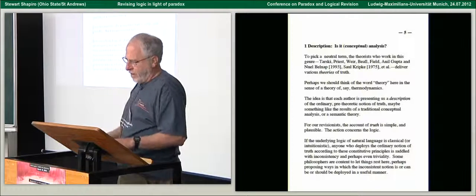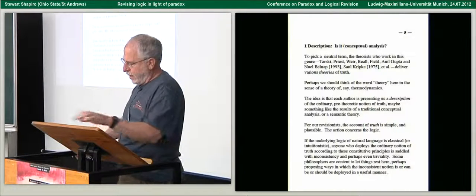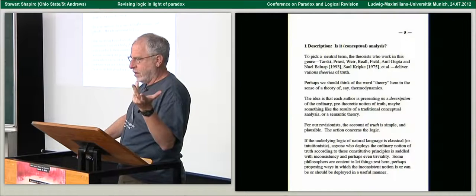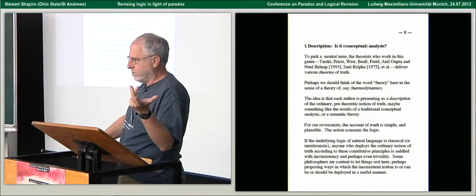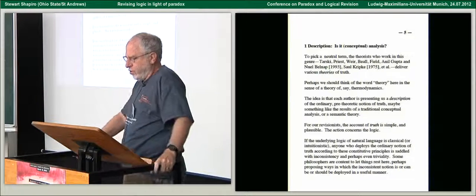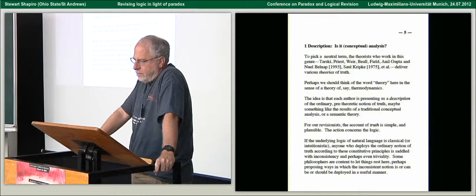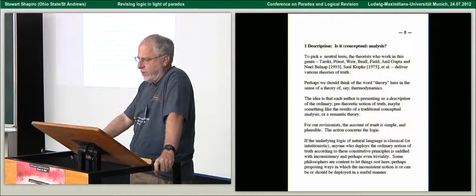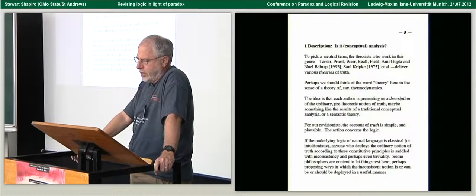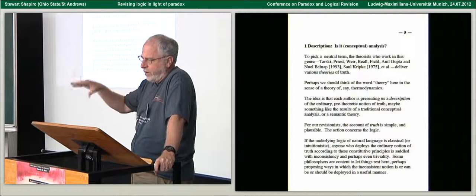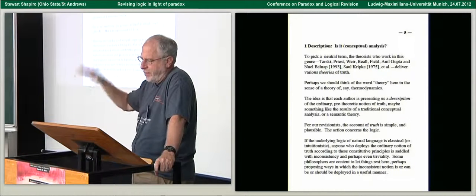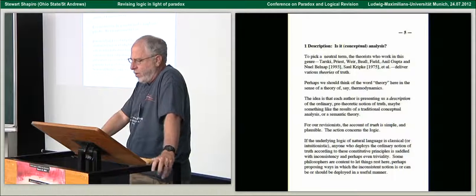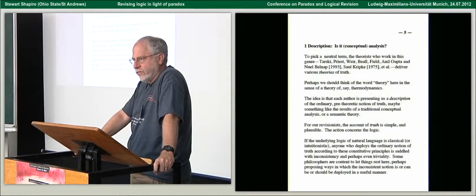All right. So to pick a neutral term, we'll start with the logic revision batch first. So the theorists who work in this genre, not just the people who monkey around with the logic, Tarski, Priest, Weir, Beale, Field, Gupta, Belknap, Kripke, everybody who works on truth, what they deliver are various theories of truth. Of course, we heard that word already today in the 2 previous talks.